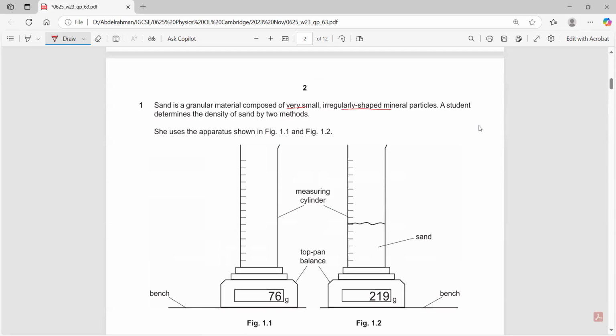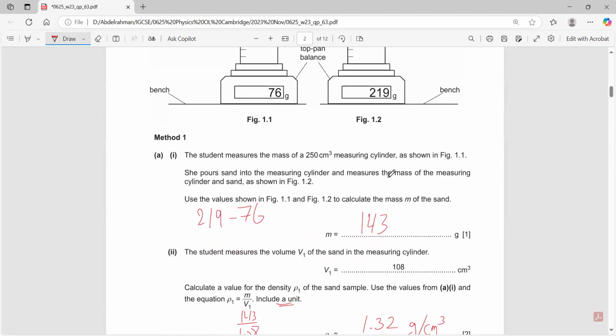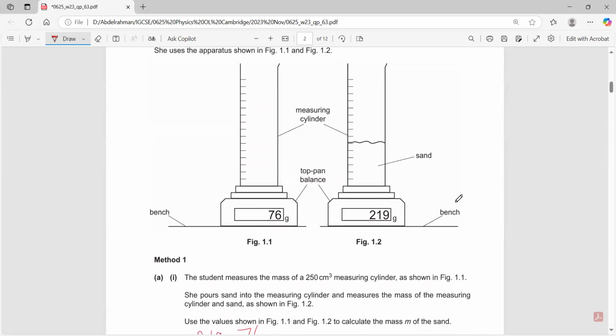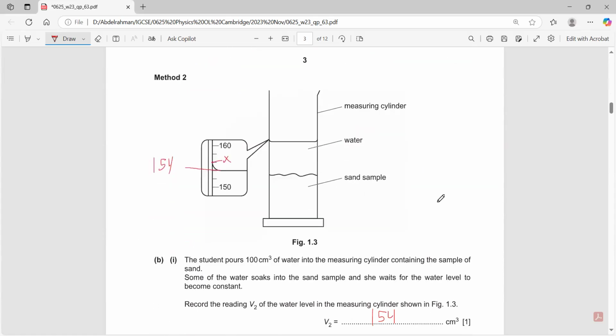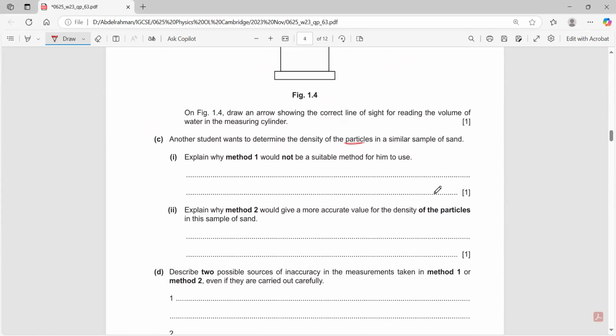So these very small particles aren't exactly filling up the whole volume, right? The volume of the sand in part A in method 1 was 108, wasn't it? Yes, it was. Is this the actual volume of the sand? No, it's not the actual volume of the sand. Why? Because on a particle level, does it actually fill up this whole space? No. There are a lot of gas molecules. There's a lot of air inside this volume. So air actually makes up a lot of this volume. It's not pure sand.